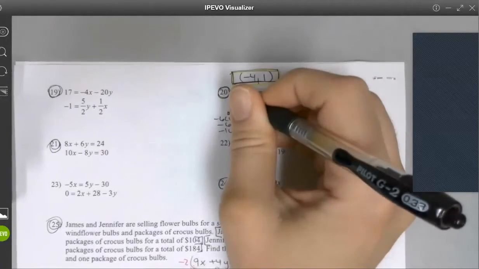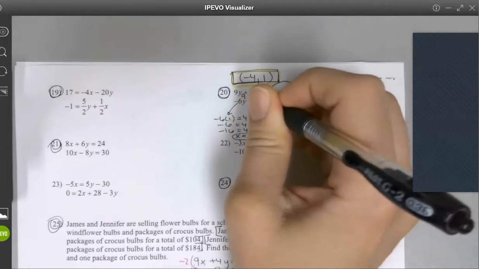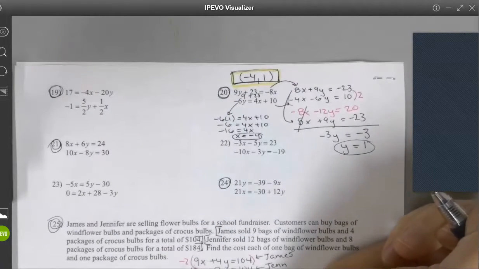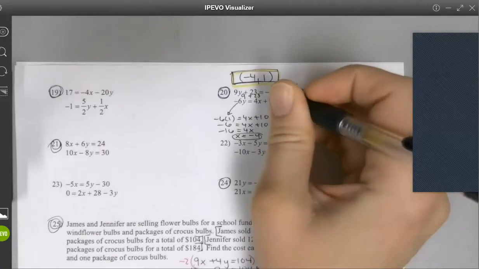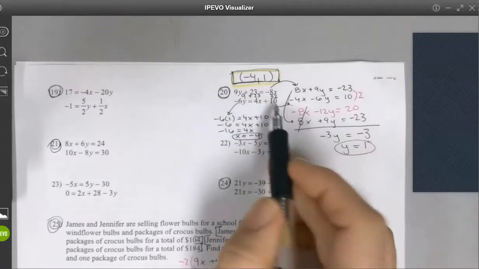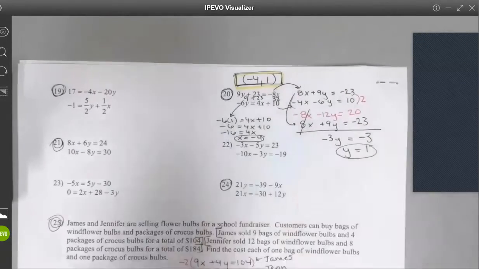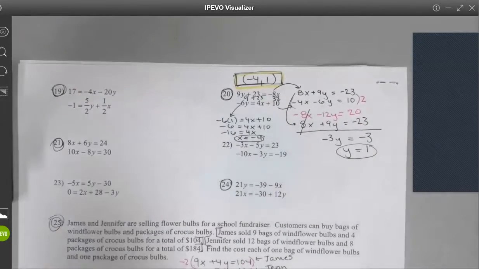If y is 1, then that's going to give me 9 plus 23. And if x is negative 4, negative times a negative is going to make that positive 32. And then I just do a quick check that that's going to be balanced. Okay, so, oh, that first one works.